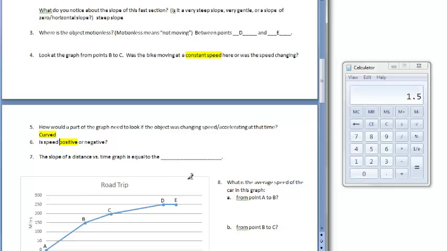Number 7 asks about the slope of a distance time graph. That means the slant of the line, or how much it's tilted. What is that equal to? The slope of a line on a distance time graph is equal to the speed of the object. If it is a very steep slope, we know that the speed is very fast. If it is a very gradual slope or gentle slope, then we know that the speed is slow.